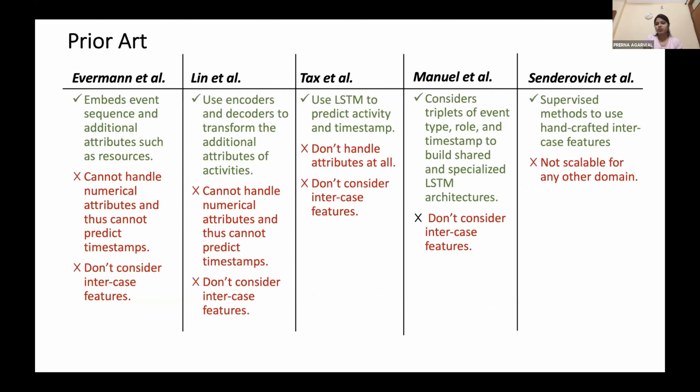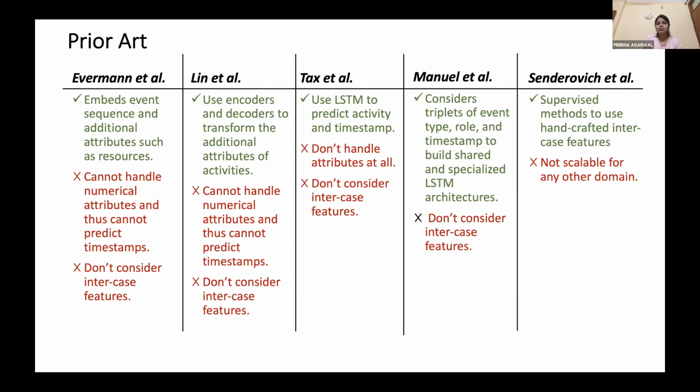So just to quickly give an overview of what is captured in the prior art and what is not. These are the popular methods which use deep learning models, RNNs, and LSTMs to model the next activity and next timestamp prediction problem. So AVMN tries to embed the sequence information with additional attributes like who are the resources, but they cannot handle numeric attributes or timestamps at all. And they do not consider the intercase features. So intercase features are not seen to be handled by any of the prior art, except one at the end, which also considers some handcrafted features which may not be scalable for other domains.